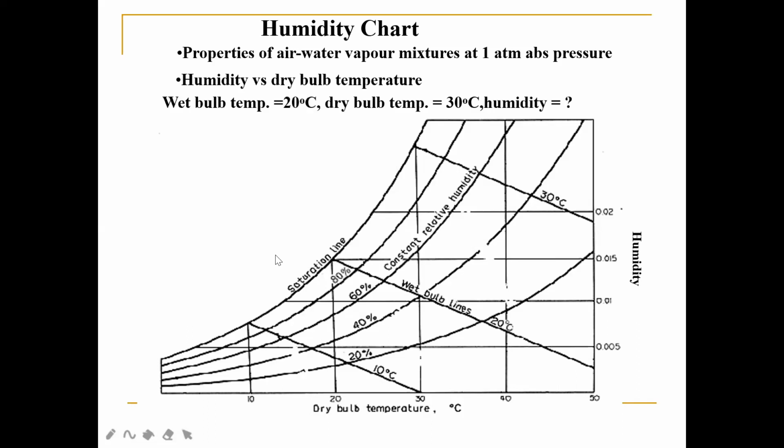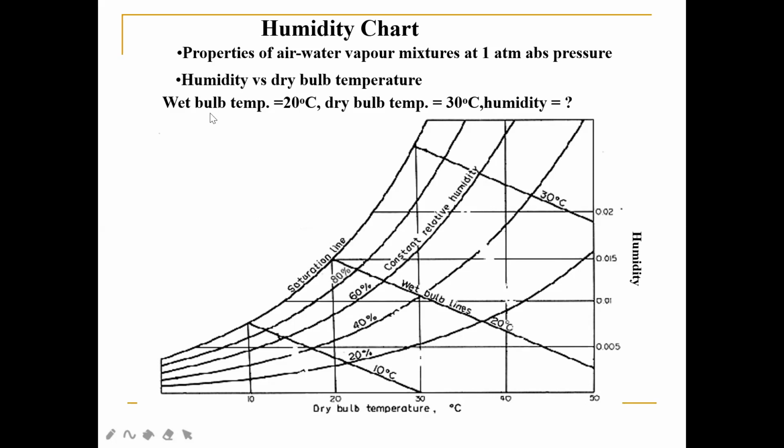So let's see how to determine the humidity at a wet bulb temperature of 20 degrees Celsius and a dry bulb temperature of 30 degrees Celsius. Dry bulb temperature is the temperature that you read from the thermometer. Wet bulb temperature is the temperature that you read with the bulb of the thermometer wrapped in wet cotton, wet gauze, or wet cloth. So it actually represents the maximum humidity that you can achieve at that particular dry bulb temperature. That is what the wet bulb temperature is.